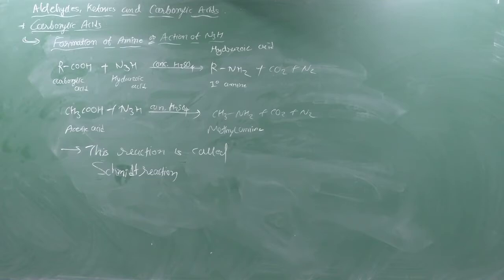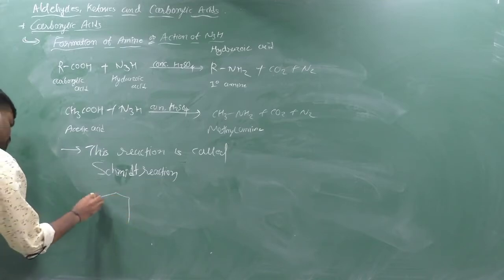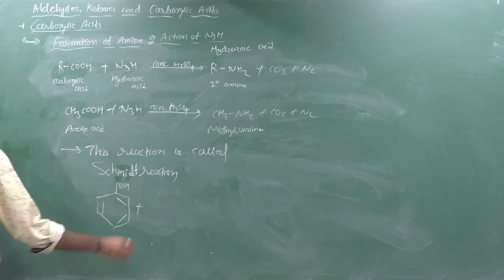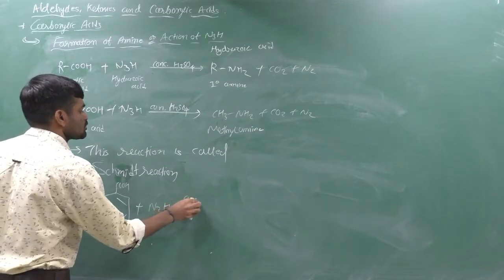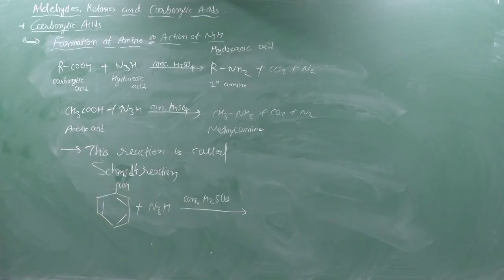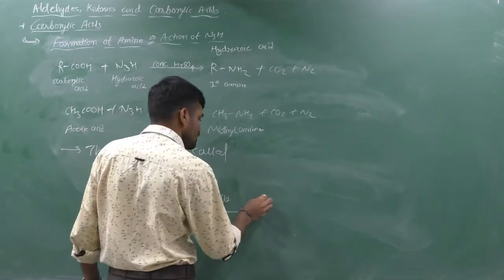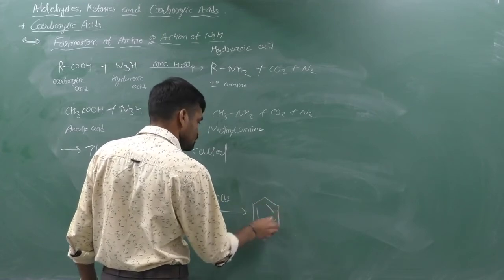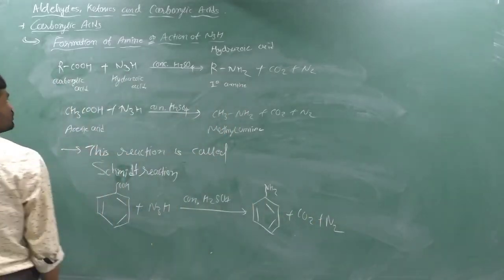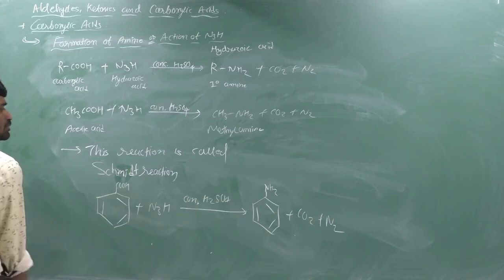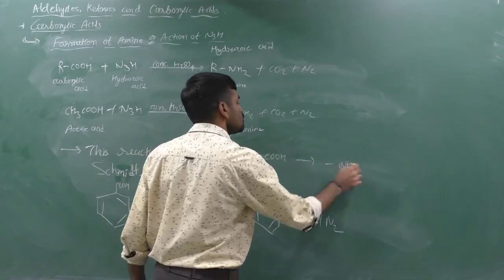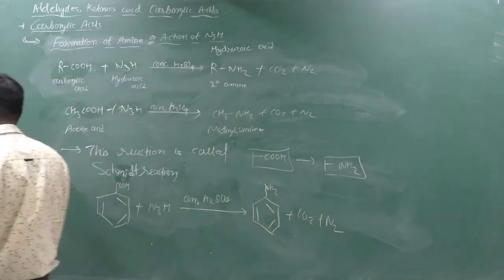Suppose we have benzoic acid, and we treat it with HN3 in the presence of concentrated H2SO4. What is the product? The product is very simple, aniline, because COOH is converted to NH2, plus CO2 plus N2. Here COOH is directly converted into NH2. Remember that. In the Schmidt reaction, COOH is directly converted into NH2 group.